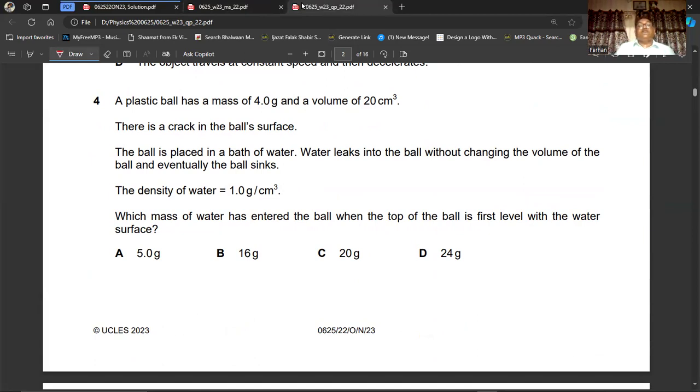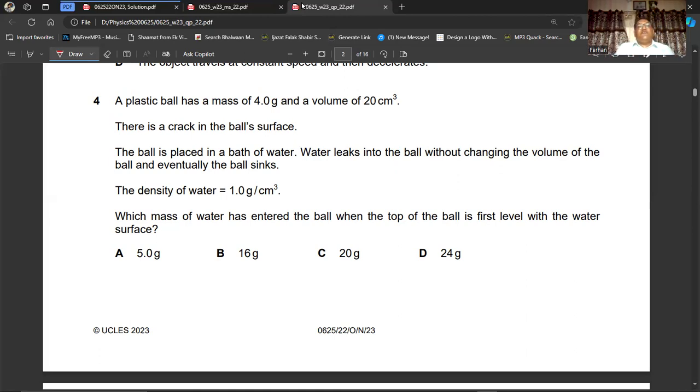The water leaks into the ball without changing the volume of the ball, and eventually the ball sinks. So what happens? There is a crack in the ball, so the water started entering into the ball. Now when the ball is filled with the water, the density of that ball increases. So now that ball starts sinking in the water.